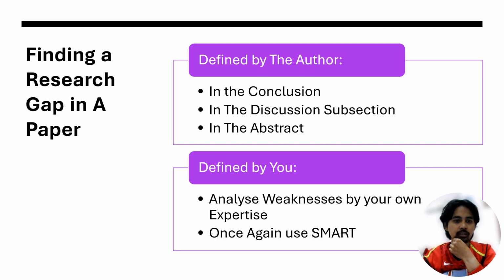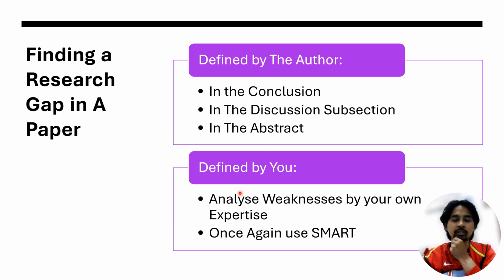And lastly, this is how you find a research gap in the paper that you have defined as state-of-the-art. You can find it in two ways. The research gap can be defined by the author or it can be defined by you. If it is defined by the author, you can search for it in the conclusion section, in the discussion subsection, or in the abstract. Usually, in the conclusion, it is written as future work, and that is the research gap that you can fill.